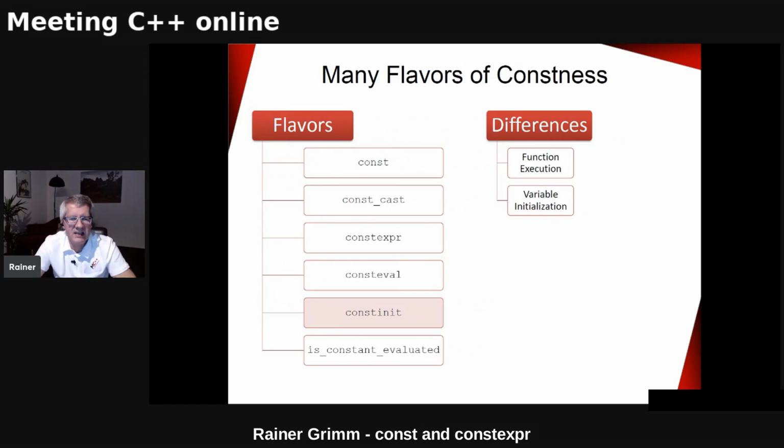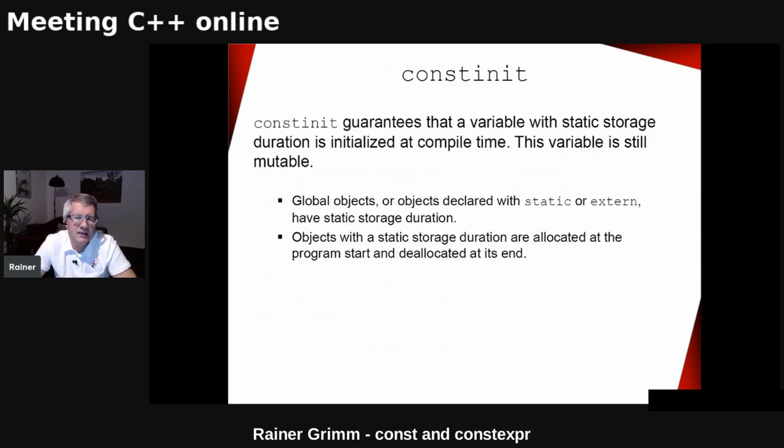Additionally, we have constinit. Constinit is, from my perspective, of course, a C++20 feature. Constinit is also kind of mind-blowing. You will see in a few seconds. Constinit guarantees that a variable with static storage duration is initialized at compile time. And this is what is mind-blowing for me. You initialize it at compile time, but it is still mutable.